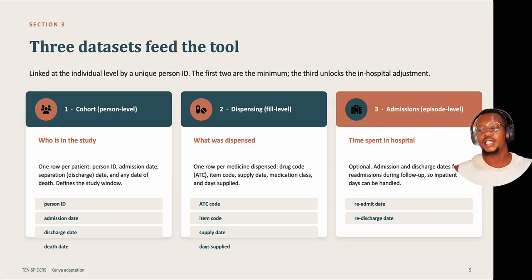We have the third, the admissions now, the episode level. This is kind of optional, but for accuracy, yeah, we'll see. In fact, we'll see how some of these parameters, when you add them, affect the whole result, and if you don't add them, how they also affect the computational time. So you have the admission and discharge dates for readmissions during follow-up, so inpatient days can be handled.